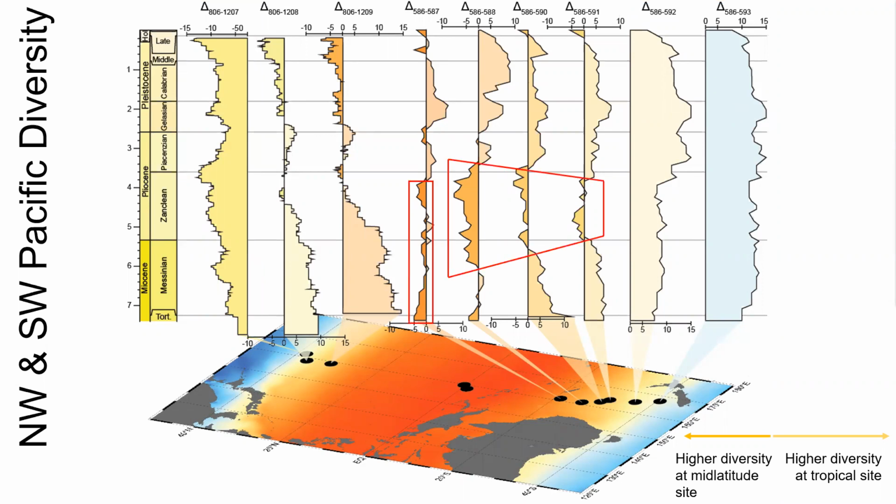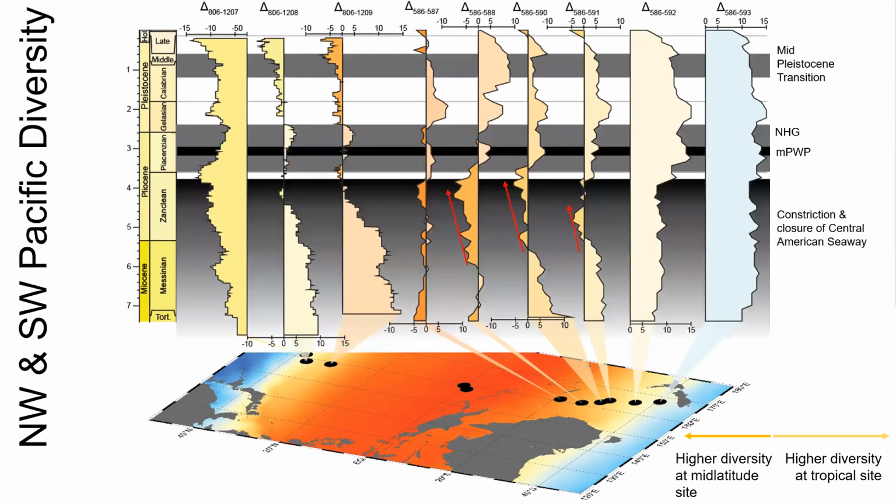The second major pattern in the Southwest Pacific is the prevalence of a latitudinal diversity gradient peak at the mid-latitude sites, specifically sites 588, 590, and 591, outlined here in red, from the late Miocene to the middle Pliocene. Intermittent and smaller diversity increases occur at subtropical site 587, from the late Tortonian to the late Zanclean.